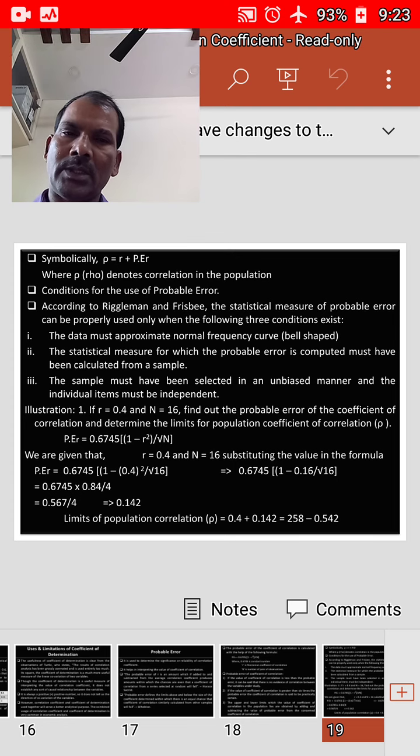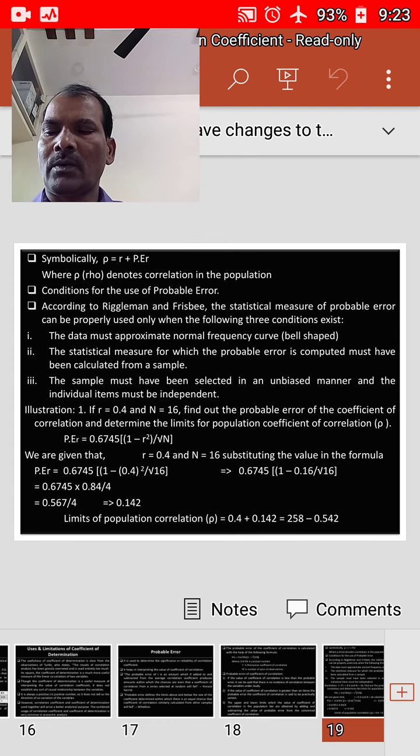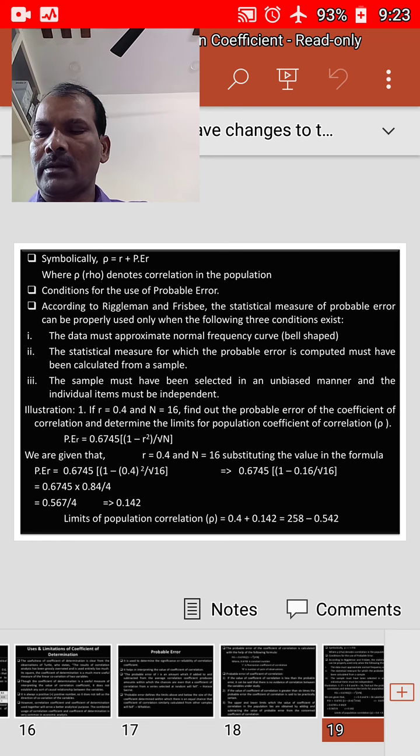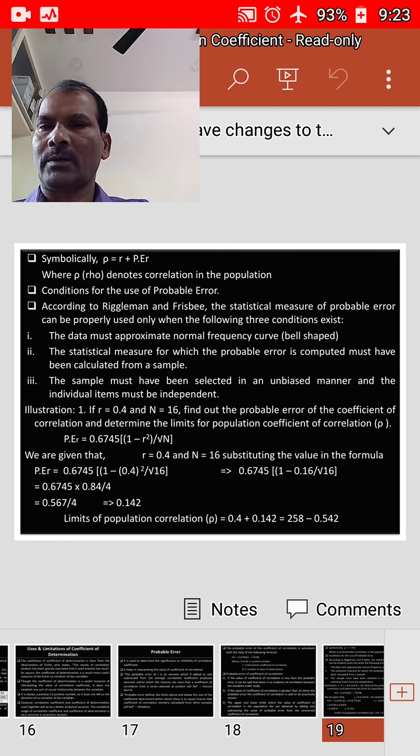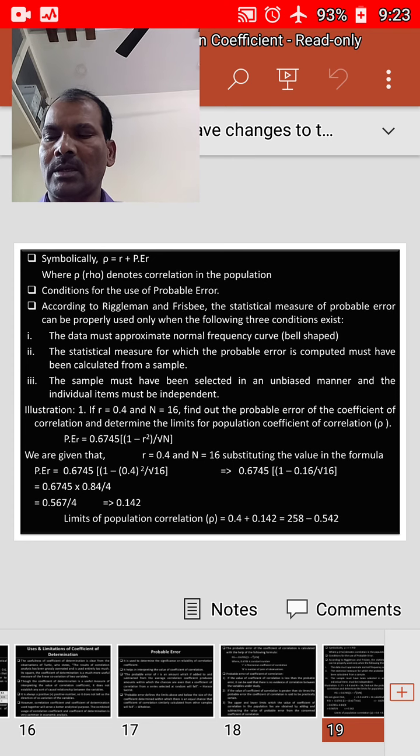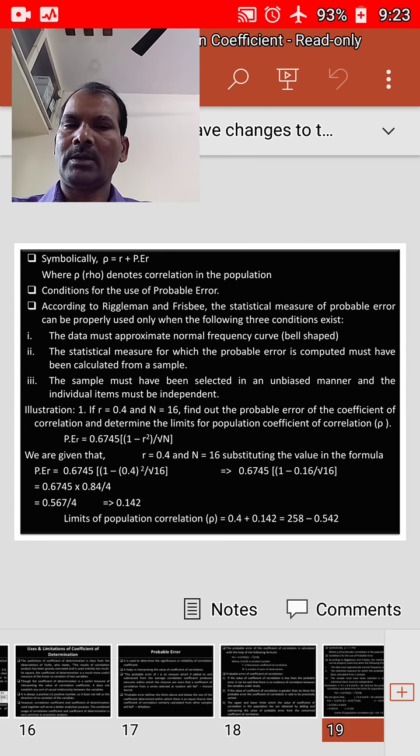Limits of population is r plus 0.142 and r minus 0.142, which is 0.4 plus 0.142 equal to 0.542 and 0.4 minus 0.142 equal to 0.258. That means limits of population range between 0.258 and 0.542.